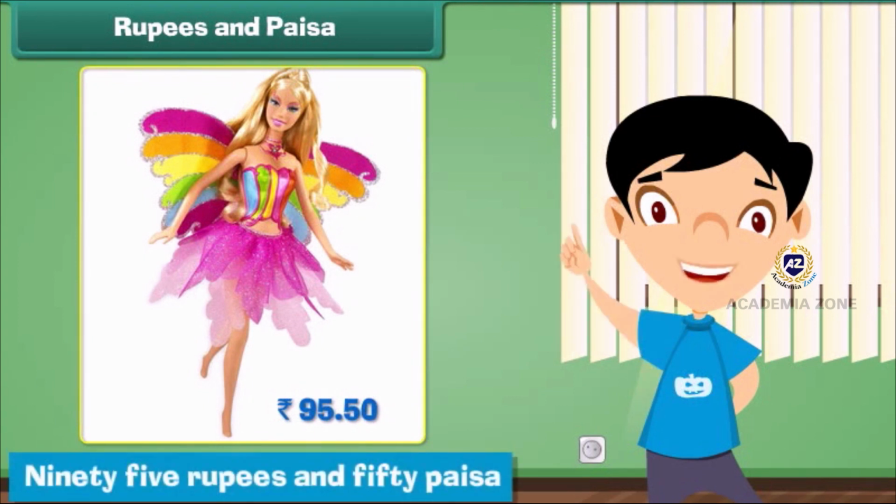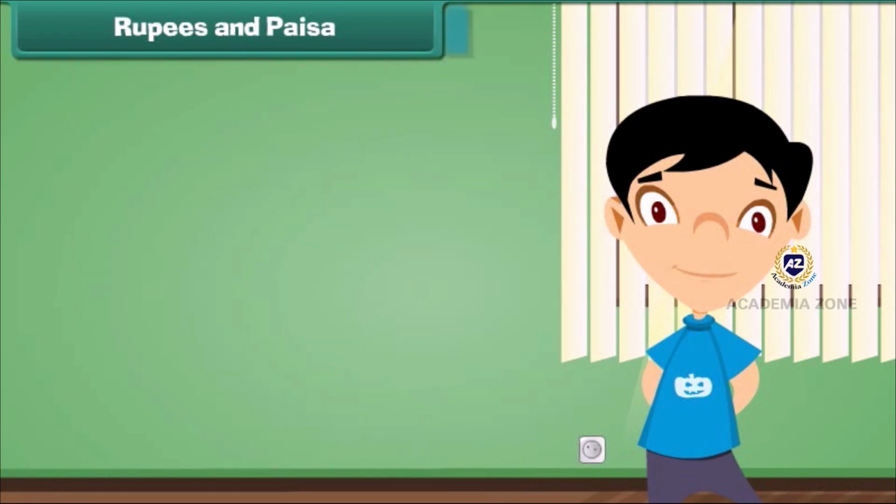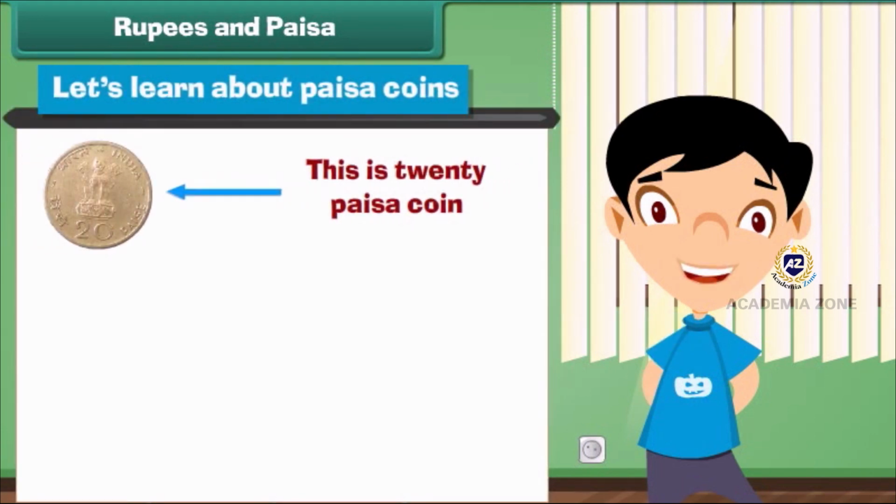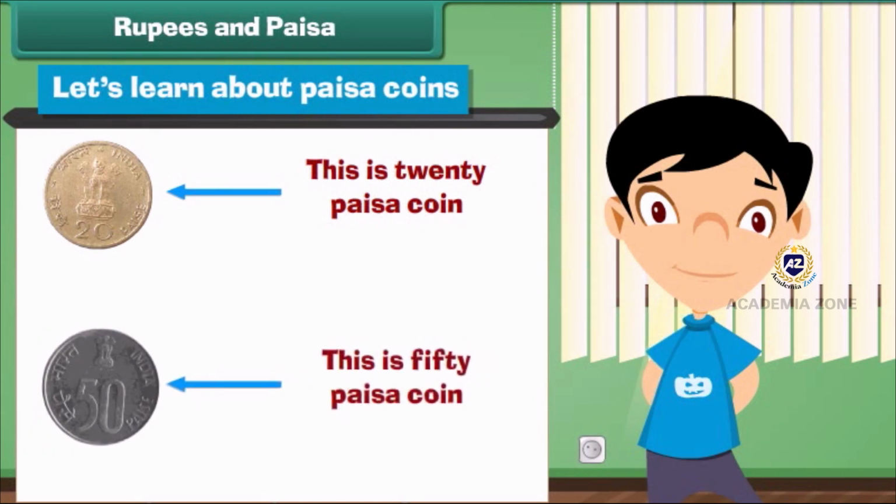Look at this Barbie doll. Price is written on its label. We read the price as 95 rupees and 50 paise. Let's learn about paise coins. This is 20 paise coin. This is 50 paise coin.